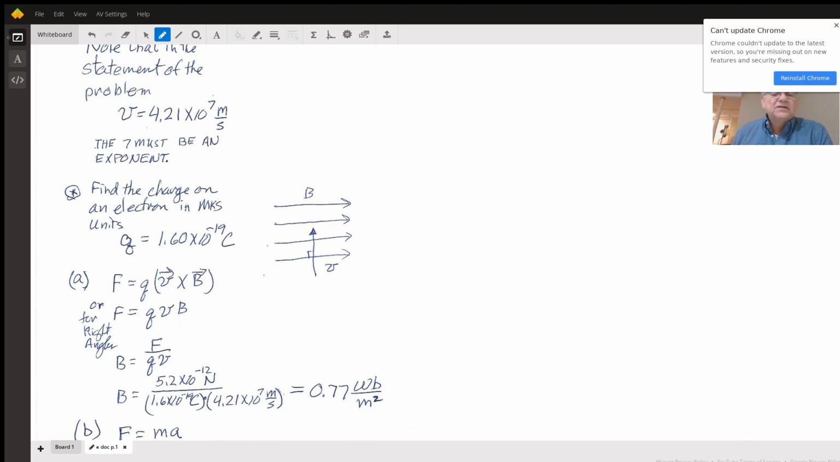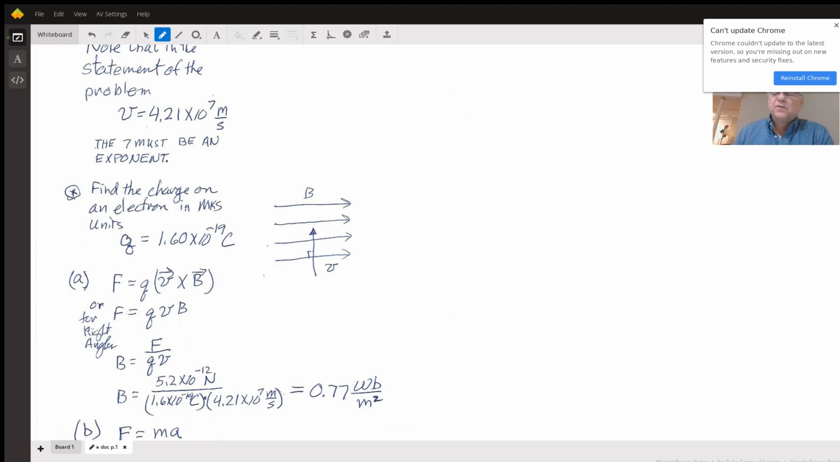A particle with the same charge as an electron experiences a force of 5.2 times 10 to the minus 12 newtons and is traveling at a speed of 4.21 times 10 to the, well, 10 to the 107 doesn't make any sense. This must be an exponent here. 10 to the 7th meters per second at right angles to the magnetic field.